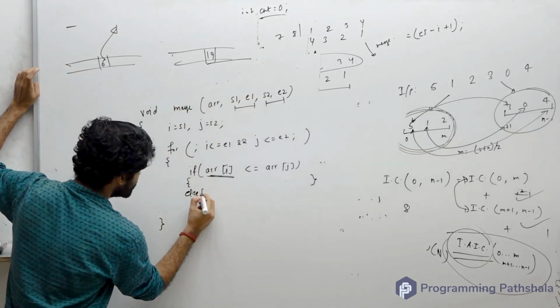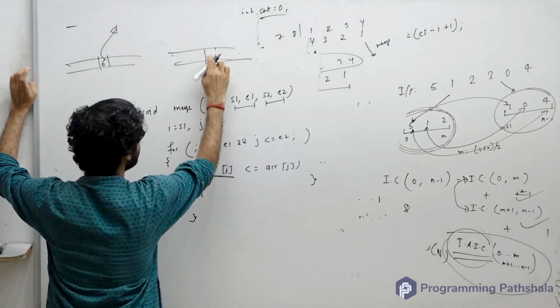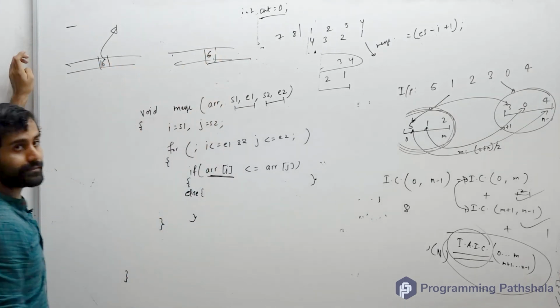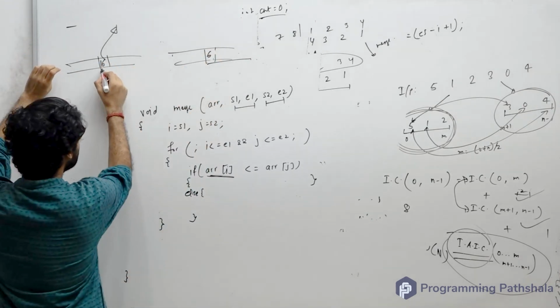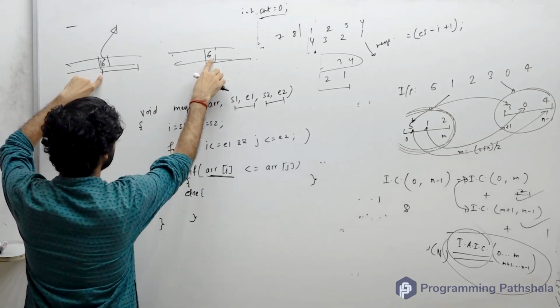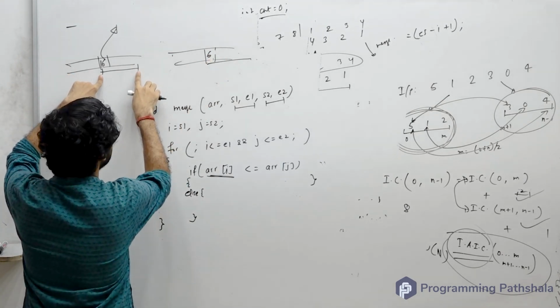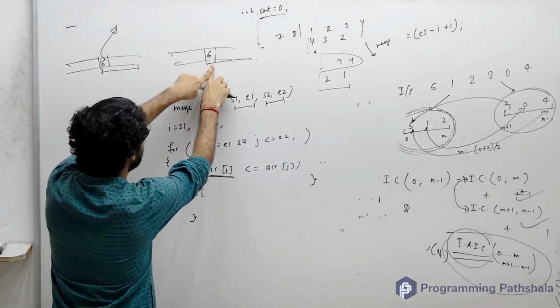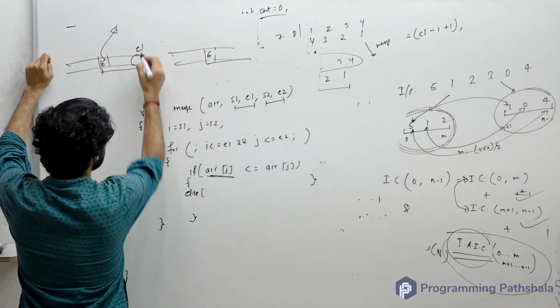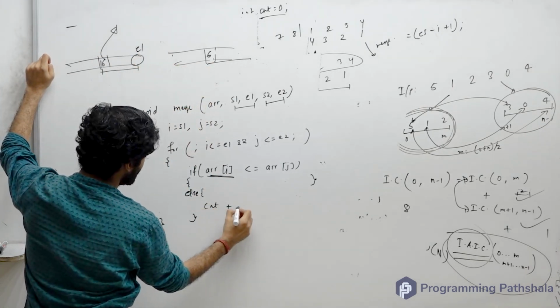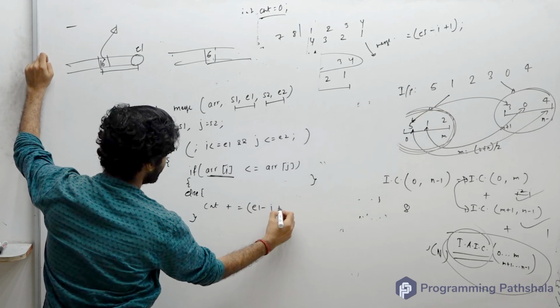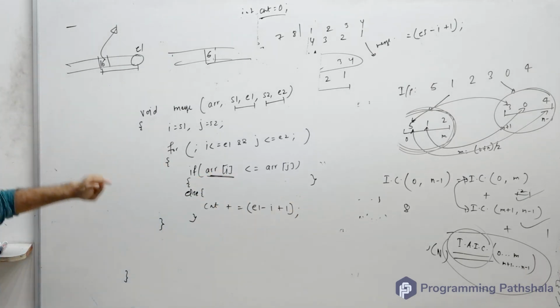Otherwise, what will you do? Let's say you had a 6 over here and you had a 16 over here. Then you can say that all these elements will be greater than 6, and these will be the only elements in the left array which will be strictly greater than this. So if this last index is E1, you can increment your count by E1 minus I plus 1. Just this much.